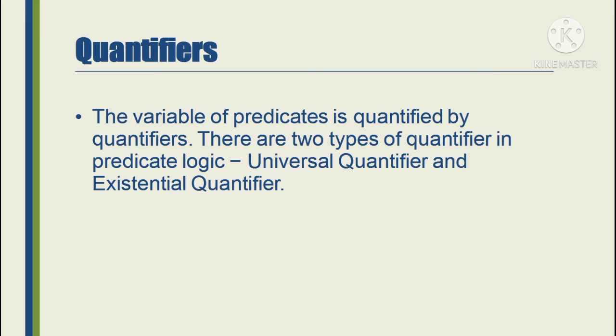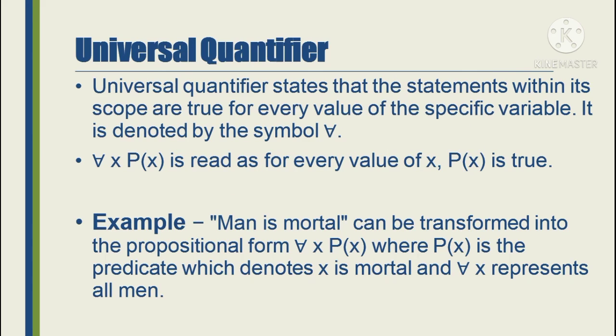The variables of predicates are quantified by quantifiers. There are two types of quantifiers in predicate logic. So, yung ating two types of quantifiers is the universal quantifier and the existential quantifier. So, ano ba yung universal quantifier? Universal quantifier states that the statements within its scope are true for every value of the specific variable.